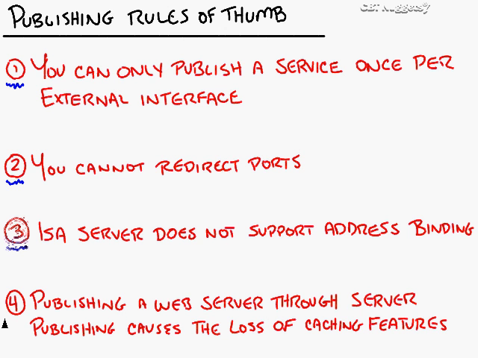Finally, some of you may be tempted, after you see how easy server publishing is through the Server Publishing Wizard, to publish a web server using that same method. Well, when you do that, you lose a few features. Publishing a web server through server publishing causes a loss of, number one, the caching features, because server publishing does not do caching of web pages or FTP content. And you also lose this port redirection feature that web publishing gives you. So web publishing, the reason they made that wizard separate, is it does give you a few more features than the generic server publishing wizard does.